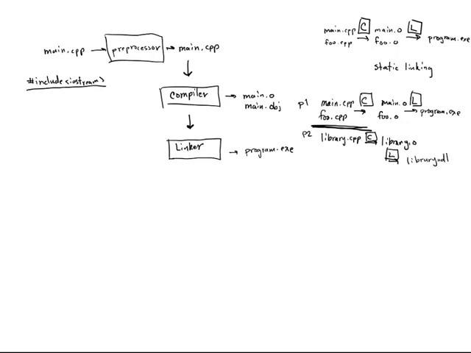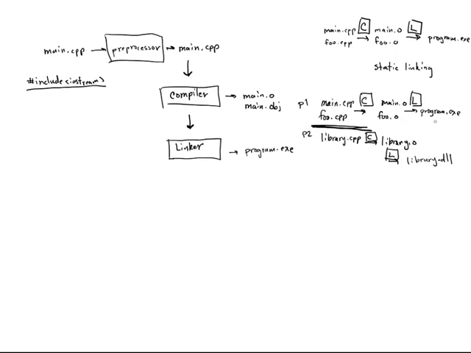A DLL file is a dynamically linked library. Basically, it's a block of code that can be shared among different programs. And so in this case, we have our program executable, our CPP, and our library CPP for our program 2 library file.